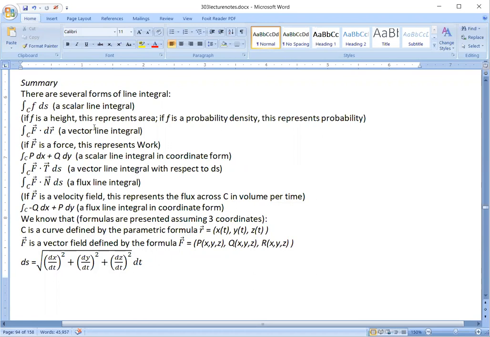And in this case, if f is a velocity field, that gives you the flux across C measured in volume per time. And then written in coordinate form, the flux integral is the integral over the curve of negative q dx plus p dy. And then just a couple things about the parameterizations are right there.